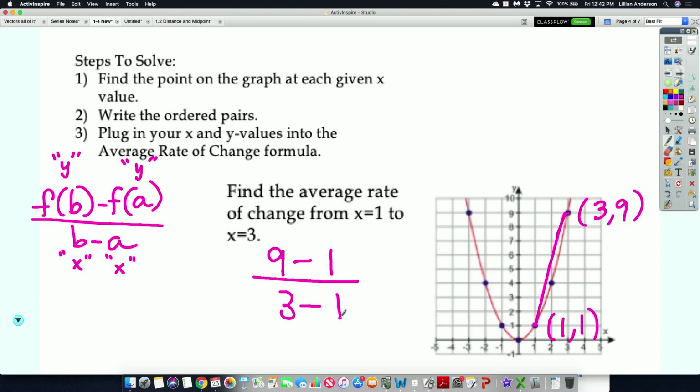Okay? So what's 9 minus 1? 8. And what's 3 minus 1? What's 8 divided by 2? 4. So your average rate of change is 4. The slope of the line that connects those 2 points is 4. Okay? That was the easy one. Good?